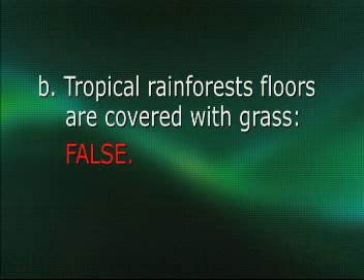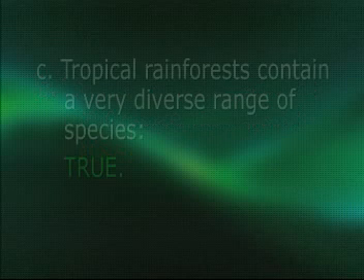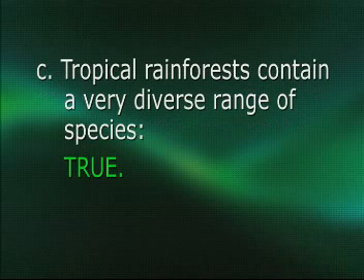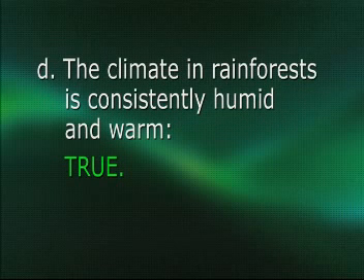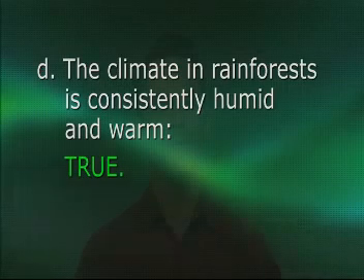Tropical rainforest floors are not covered with grass. Due to the high volume of rain, nutrients are leached and retained by the trees. Tropical rainforests do contain a very diverse range of species. The climate in rainforests is consistently humid and warm. I am sure you all did great work.